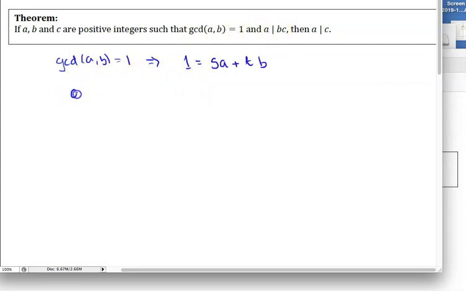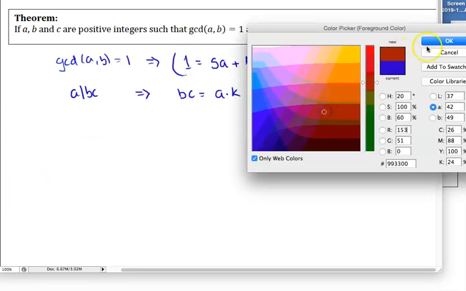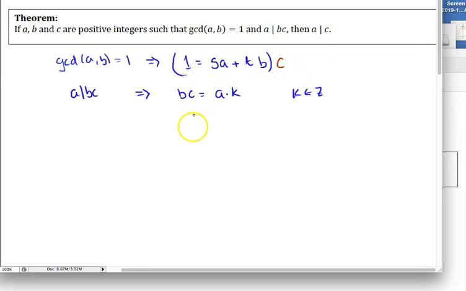Our second premise is that a divides bc. If a divides bc, I know that I can write bc as a times an integer k. This comes from the definition of divisibility, which we saw in the first section of this chapter. Now I'm going to multiply the first equation by c. I'm going to multiply everything by c here, and I get c equals csa plus tbc.